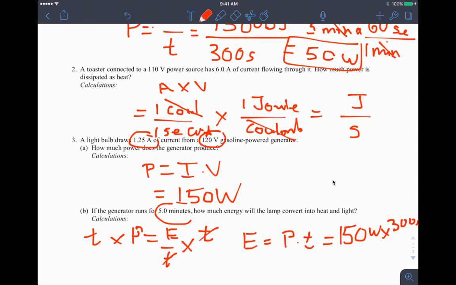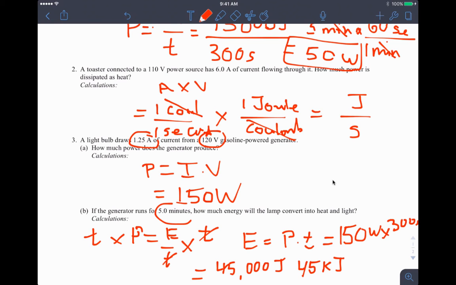And sorry, you maybe can't see that. I need to slide this over. That gives us 45,000 joules of energy. Now, 45,000 joules, if you have 1,000 like that, you can divide that by 1,000 and express that in kilojoules. So this could really be 45 kJ, 45 kilojoules. Hopefully you can see that.